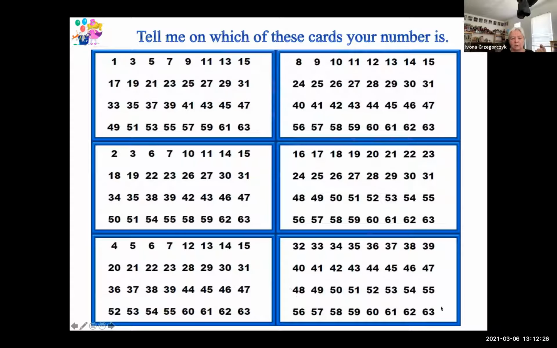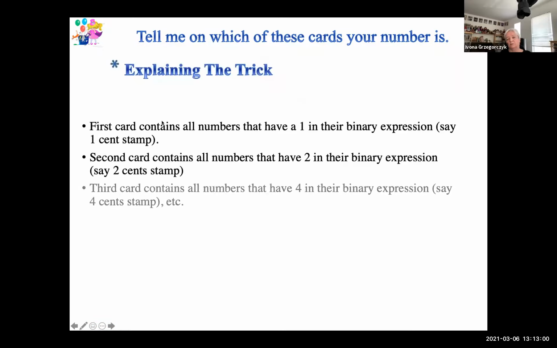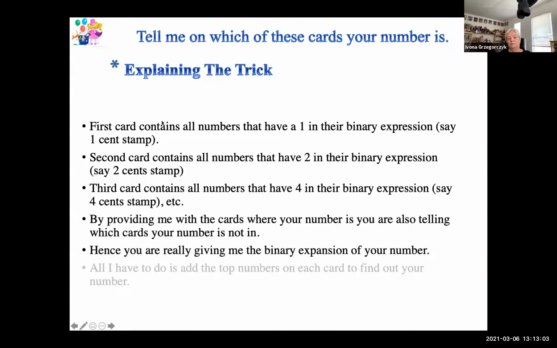And then I'm looking at this one. Do I have 53 on this one? Yes, I do, so I need 32. So if I add 1, 4, 16, and 32, 16 and 4 is 20, and 32 is 52, and 1 is 53. So I'm getting this number. You understand what I'm doing? Every time you say your number is on the card, I'm adding the first number on this card. And this is really writing the binary expression of the number.